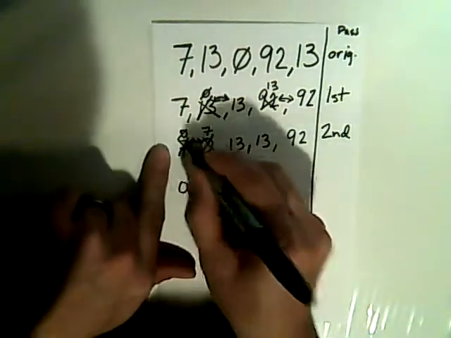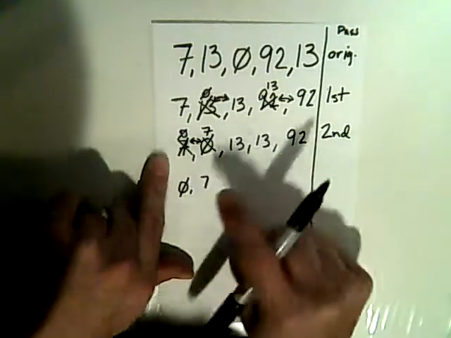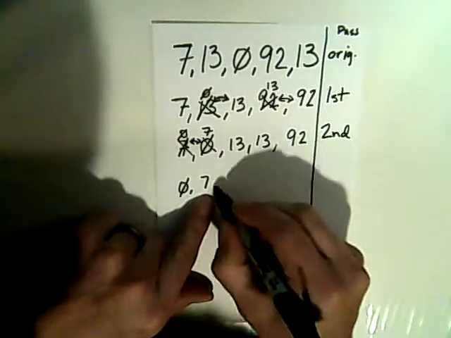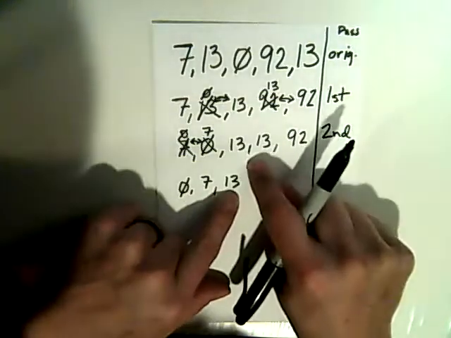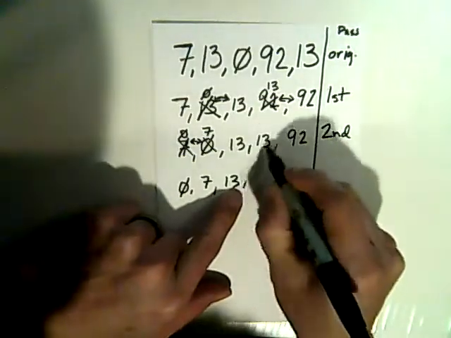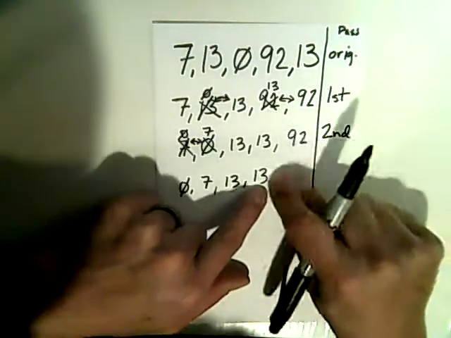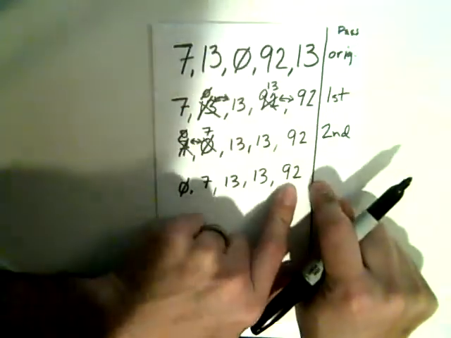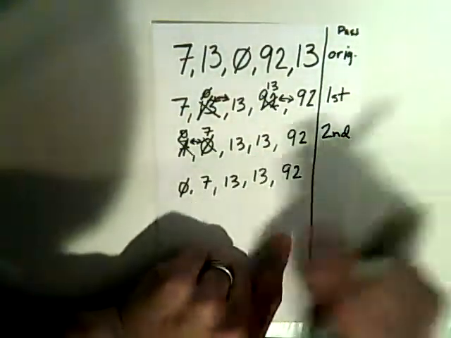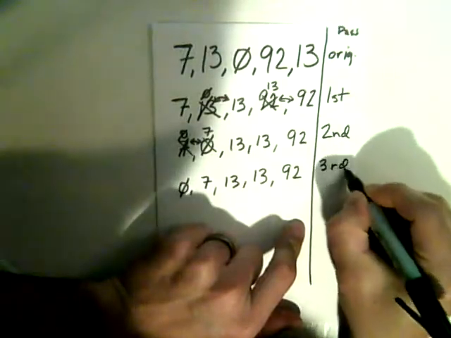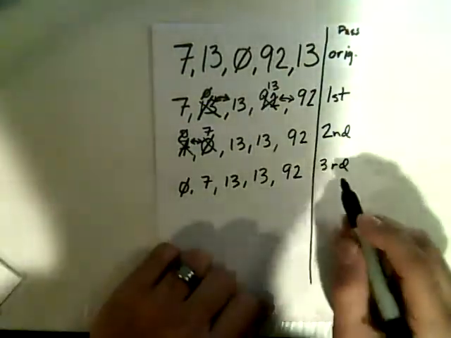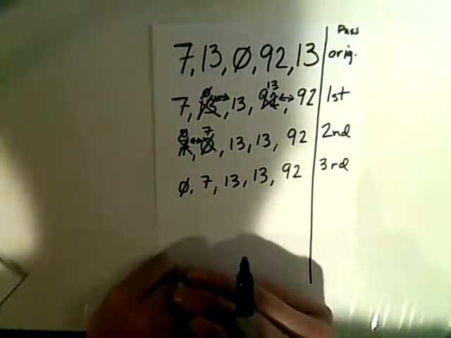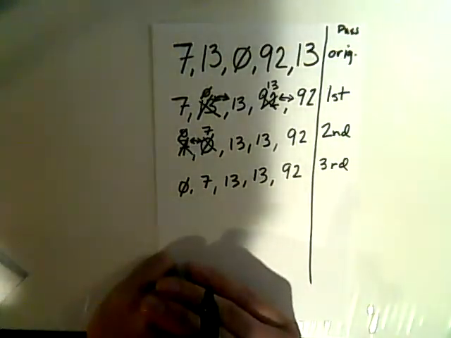So 0 and 7. Does a switch need to happen? No. Okay, let's continue. 7 and 13. Does a switch need to happen? No. Okay, 13 and 13. Does a switch need to happen? No. 13 and 92. Does a switch need to happen? No. 92 and something else, there's nothing else. Did a switch happen at all? No. So we're done. So it took 3 passes there to complete all of our sorting, right? 3 passes with this bubble sort.